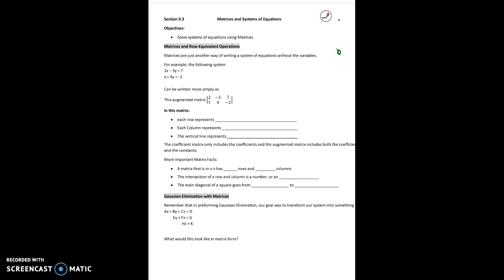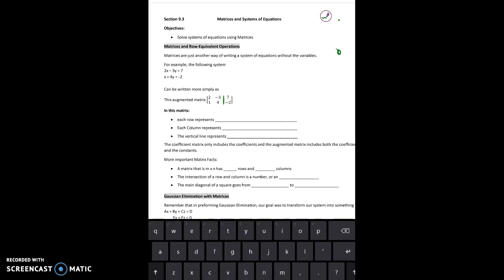So, if we look at the example of the following system, we have 2x minus 3y equals 7, and x plus 4y equals negative 2. We can write that as an augmented matrix: 2, negative 3, 7, 1, 4, negative 2. Now, the augmented matrices that you are going to see in the book are going to have a vertical line right here. That basically is separating the coefficient matrix from the constant or answer matrix. I can't get my program to draw that in Word, so I didn't do that. So that's what I have here.